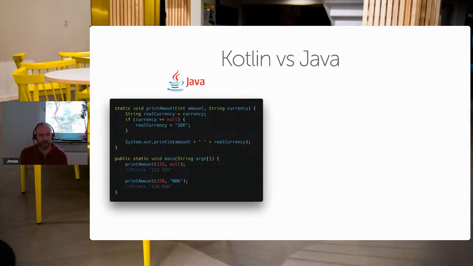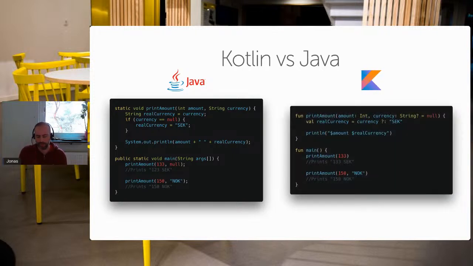But maybe we want to have some default behavior if currency is null, because in Java anything can be null, or at least object references. And when I use this, then I have to pass something to this currency argument each time. So if I pass null, then it prints SEK, and if I pass NOK, Norwegian kroners, it prints that. But it looks a bit tedious to have this if currency null and such. So with Kotlin, there's a more concise use of this through optionals, nullables, as we call it.